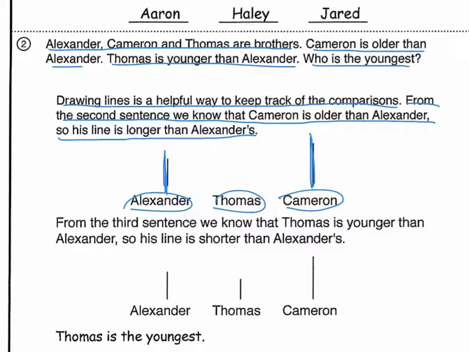So it says in the second sentence, Cameron is older than Alexander. So we draw a line above Cameron that's longer than the line above Alexander's. And then from the third sentence, we know that Thomas is younger than Alexander, so his line is shorter than Alexander's. So we're going to put Thomas's line shorter, or younger, than Alexander. So now we know the 3 people in the order that they are. We can see that Thomas is the youngest, Alexander is then the middle, and Cameron is the oldest.